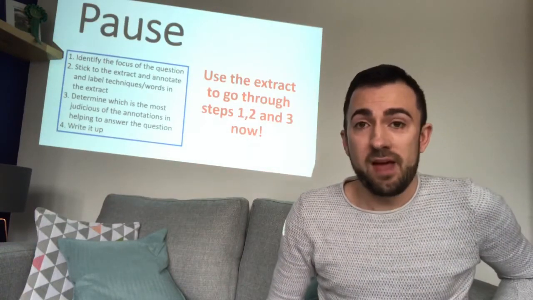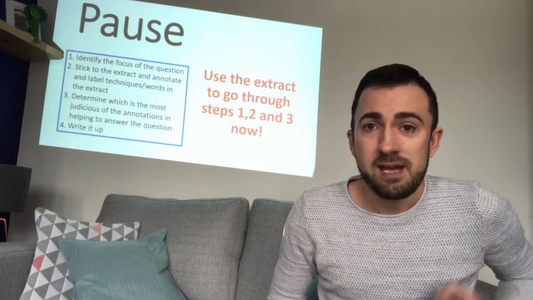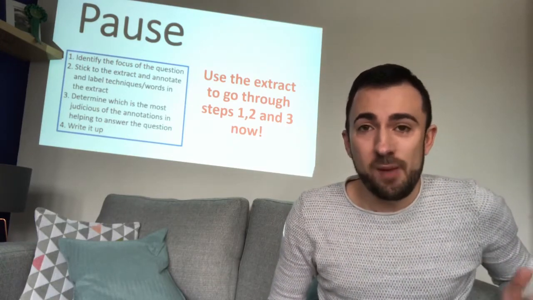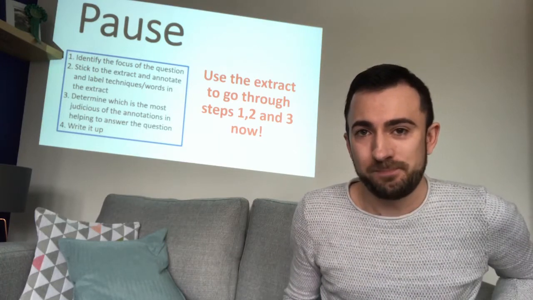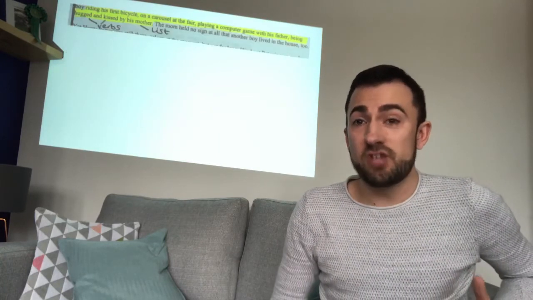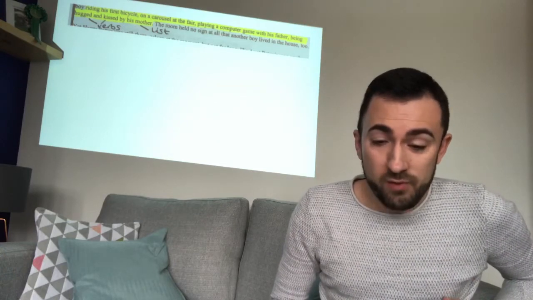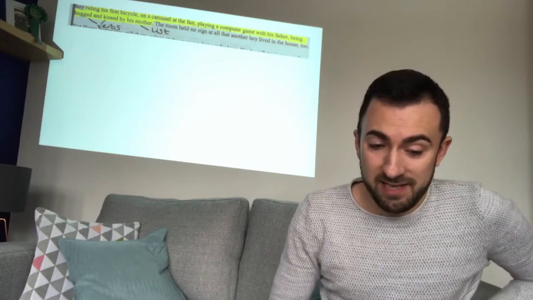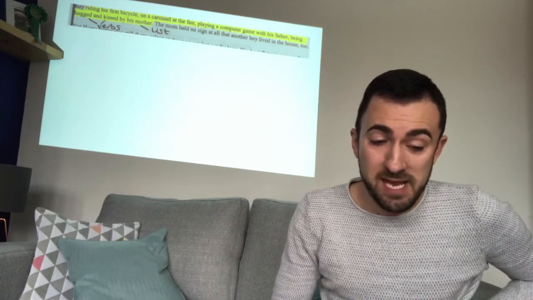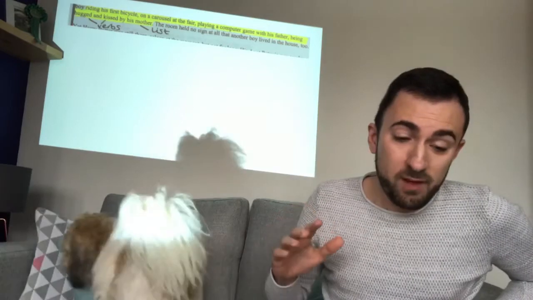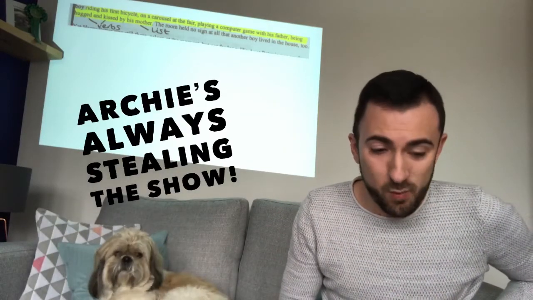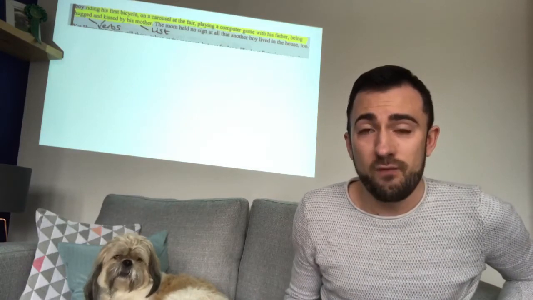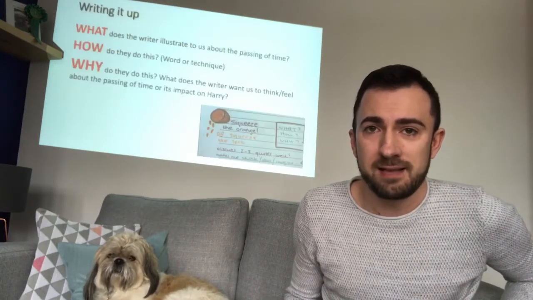So what I would do now then is pause and go through steps 1 to 3: identify the focus of the question, annotate the extract with techniques, and determine in your own mind which is the best quote. So, assuming that we've done that then, here's an example. The quote that I chose that I thought was the most judicious was this one. "Riding his first bicycle on a carousel at the fair, playing a computer game with his father, being hugged and kissed by his mother." You'll notice that I've annotated in there some techniques as well. So I've identified that there is a list of positive experiences and there are also a couple of really good verbs that I might want to talk about as part of my answer as well.